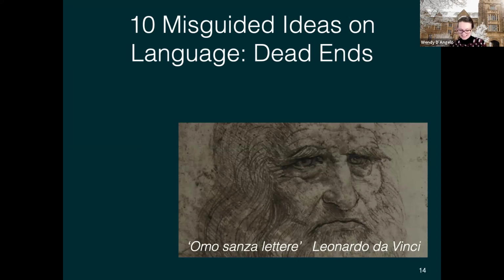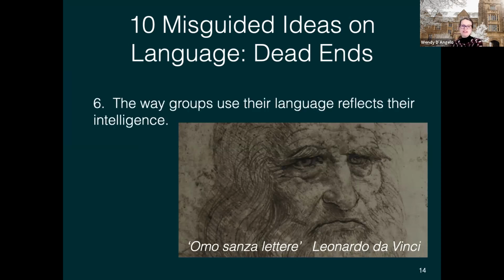So here it says, the way groups use their language reflects their intelligence. So you'll find that some of these dead ends overlap a little bit. So again, similar to the example of Eton College British Received English that I mentioned before, we can consider one of the greatest thinkers, Leonardo da Vinci, right? Leonardo da Vinci was born illegitimately, in case you don't know this.